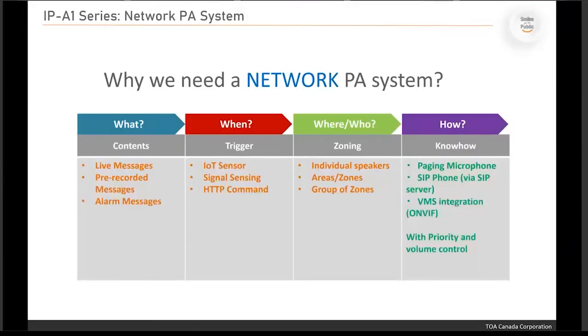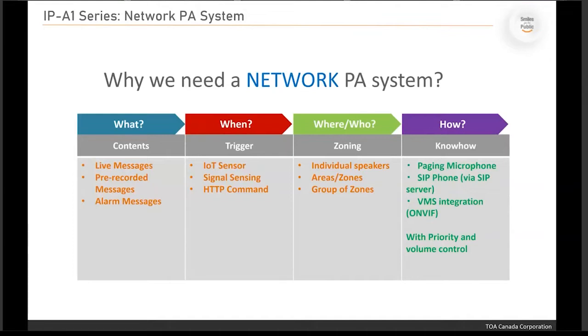So before we started developing the network PA system, our new IP-A1 system, we asked ourselves why we need a network PA system. And actually, this led us to four main questions: what, when, where, and how. So the answer to the first question was the content: the live messages, the pre-recorded messages, and alarm messages. So what we want to deliver.